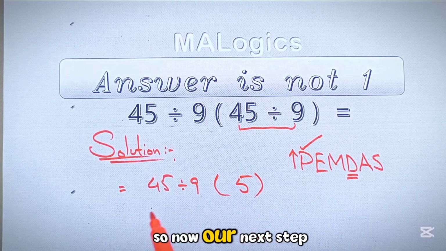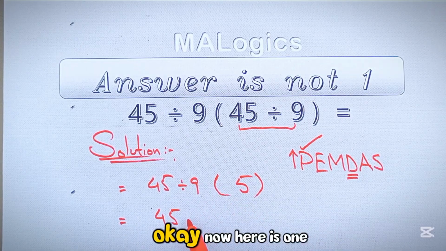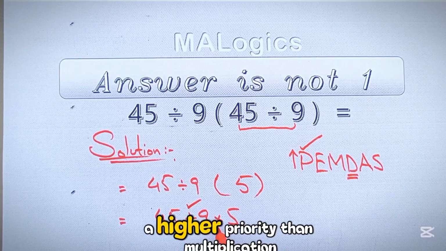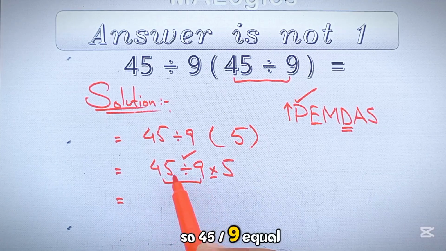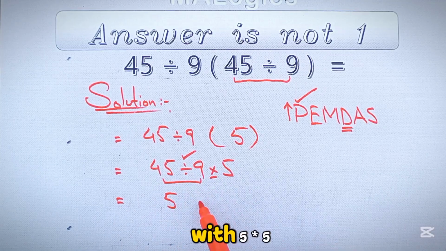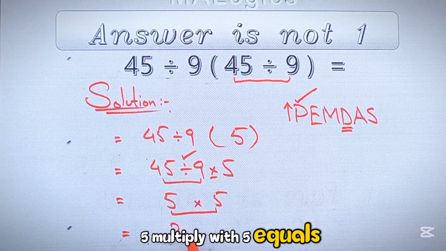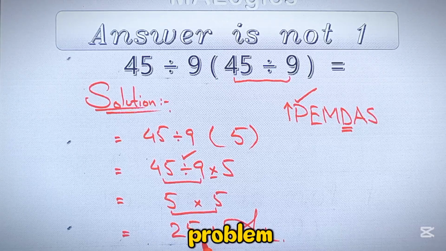So now our next step is 45 divided by 5. Now here is one division and one multiplication, as we know division has a higher priority than multiplication. So 45 divided by 9 equals 5. Here we are left with 5 times 5, and the next step, 5 multiplied by 5 equals 25. And this is our correct answer for the above stated problem.